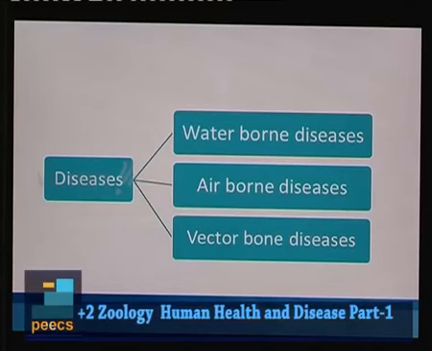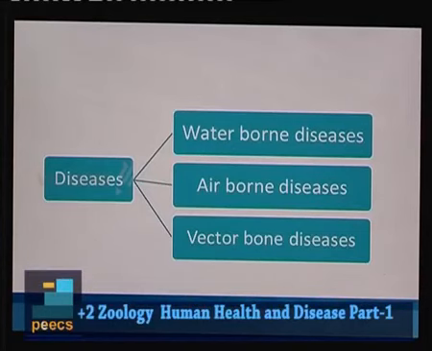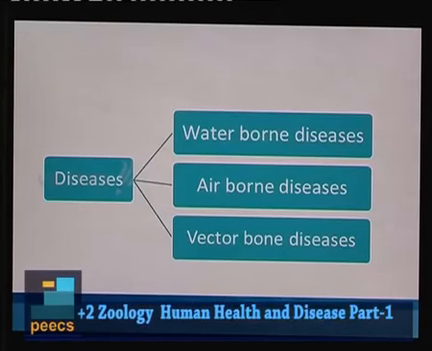The diseases that we have discussed can be broadly classified into three types. Some are waterborne diseases. Waterborne diseases are diseases that are spread by contaminated food and water. And then some are airborne diseases. Airborne diseases are mainly transmitted by droplets or aerosols from an infected person. And the third type is vector-borne diseases. For example, malaria and filariasis are vector-borne diseases because there is involvement of mosquito as a vector.